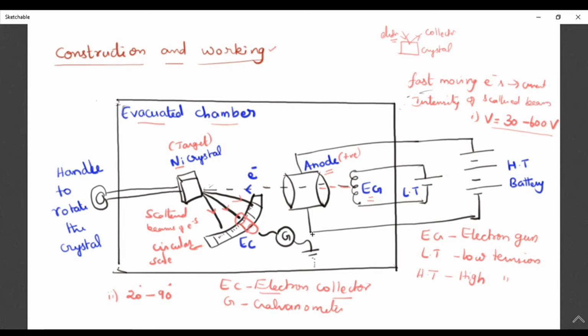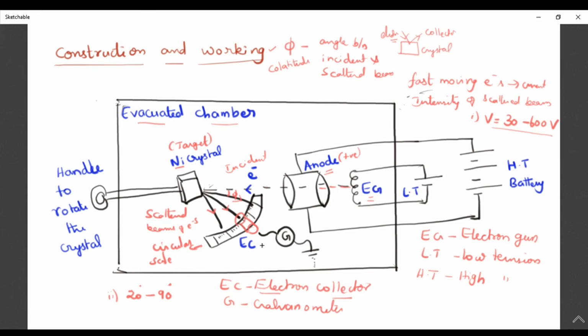And then here, one more angle I am going to represent. That angle is phi. What is this phi? This is the incident beam of electrons and these are the scattered beam. So phi is the angle between the incident and scattered beam. And a special name has been given to this phi, that is co-latitude. Okay, so now listen, this is the working principle.